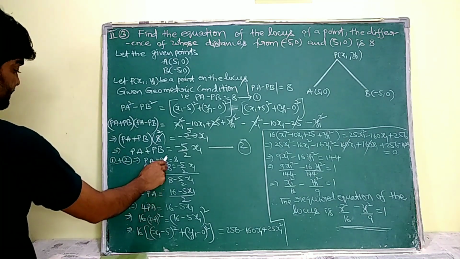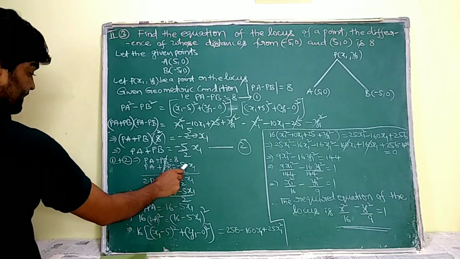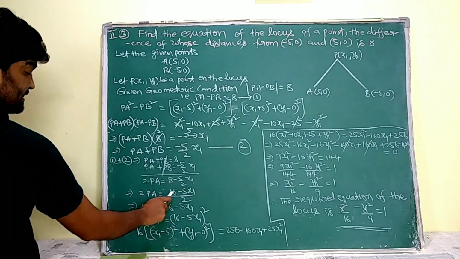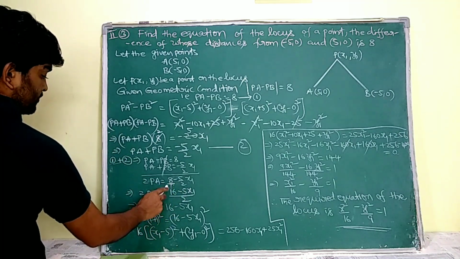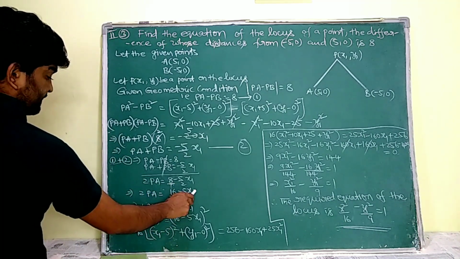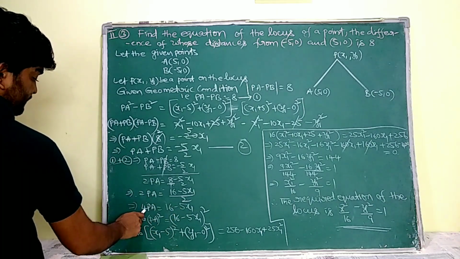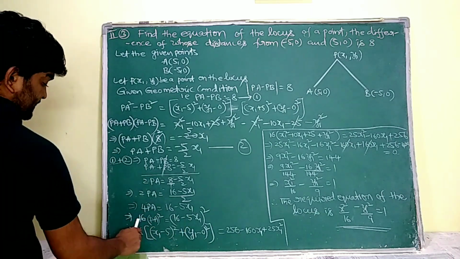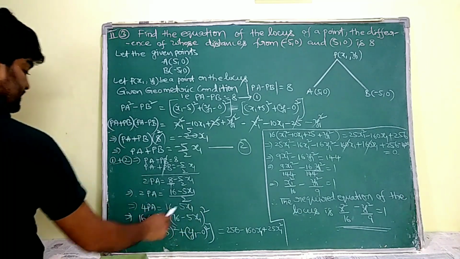By adding these two, the plus PB and minus PB are cancelled. Then 2PA is equal to 8 minus 5 by 2 x1. Simplifying this, 2PA is equal to 16 minus 5x1 by 2. Just transfer this 2 to this side. Thus 4PA is equal to 16 minus 5x1. Now squaring on both sides, 16PA square is equal to (16 - 5x1) whole square.